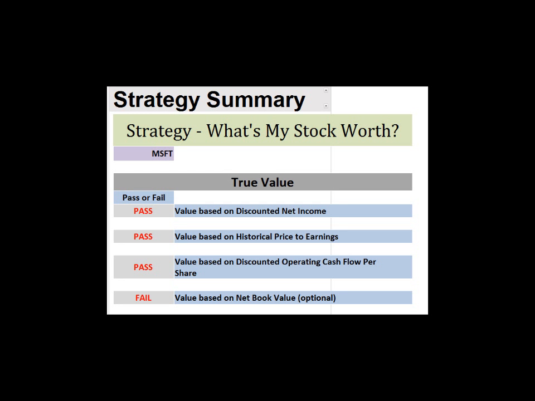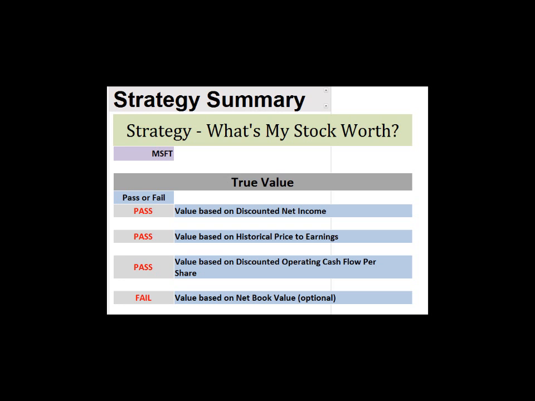To demonstrate what we just discussed, what you see here is the strategy summary tab from the investment calculator. And as you can see, each of the categories are listed here. They have the value based on net income, value based on historical price to earnings, value based on discounted operating cash flows per share, and the value based on net book value.